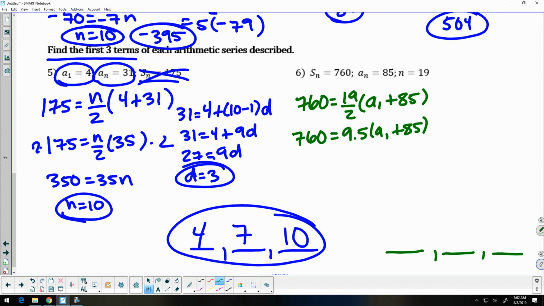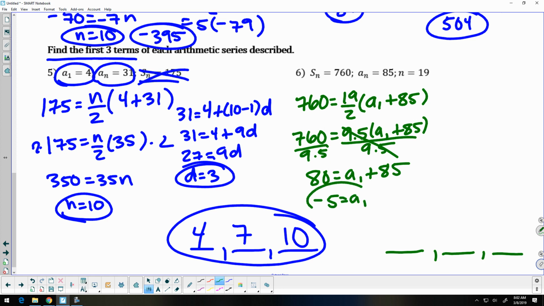Now, not even distributing 9.5, I'm going to divide both sides by 9.5. Again, if you distribute it, it's just going to make it more complicated. But 760 divided by 9.5 comes out to be 80. And this is equal to, all we have left over here is a sub 1 plus 85. Now subtracting 5, you get negative 5 as a sub 1. So now we know the first term is negative 5.